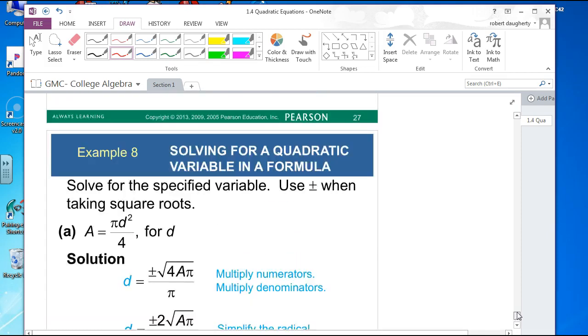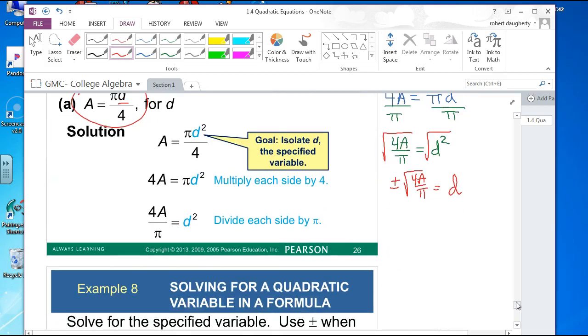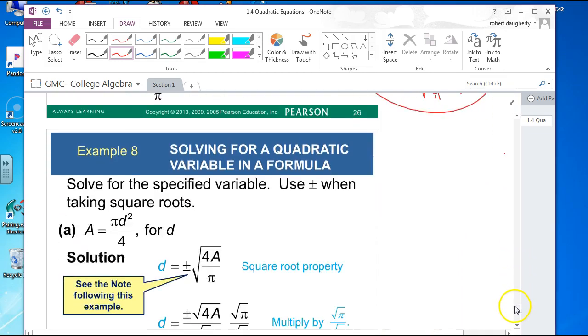And I think they simplified just a little bit further. That would be okay. All they did here was, what's the square root of 4? That's 2. So I could write this as plus or minus 2 square root of a over pi is equal to d. But either of these answers would be fine. Okay? So again, the key here is being very picky and neat and exact about your arithmetic with the quadratic formula.